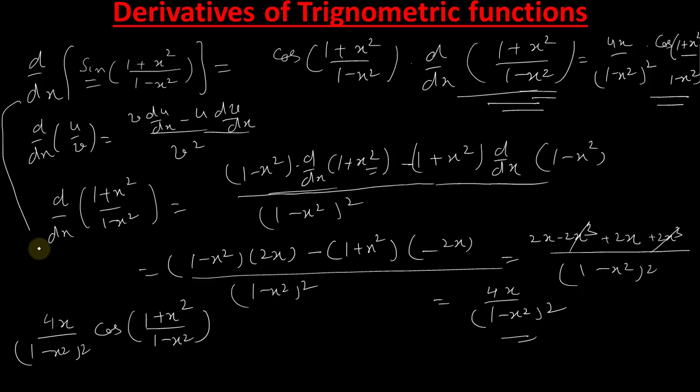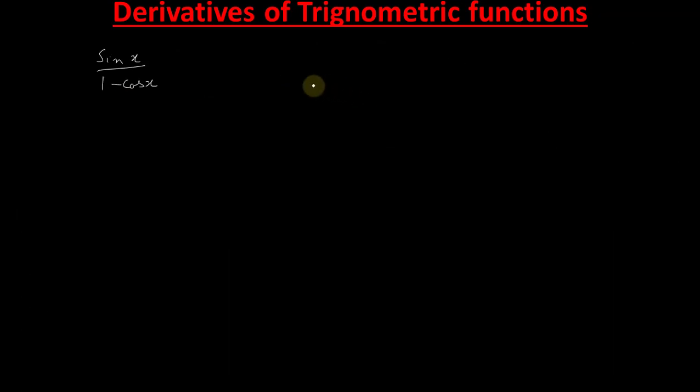So that is the answer of its derivative. So it was quite easy. We just have to apply a simple rule, because the derivative of sine is cos, then we have to find the derivative of these functions. Now let us move to the next question. It is sin x divided by 1 minus cos x. Now we will apply u by v once again.